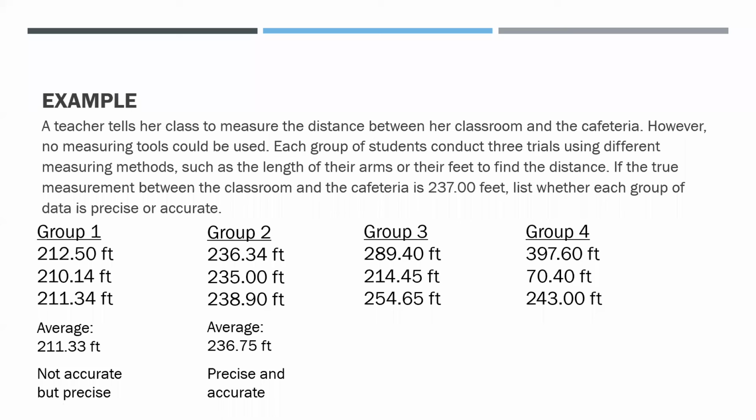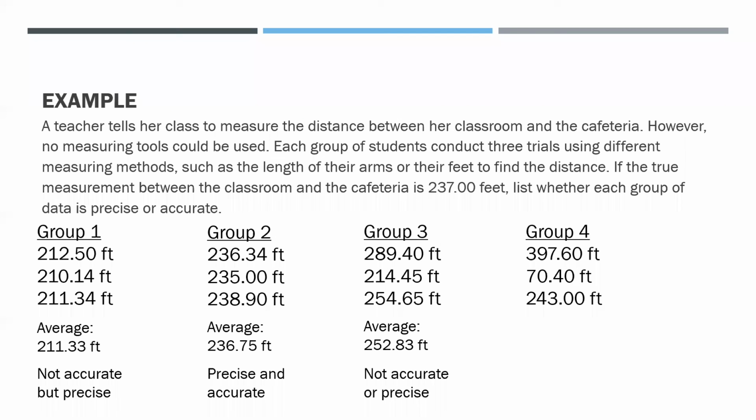When we add the numbers in group 3, we get 758.5. When we divide this number by 3, we get 252.83 feet as the average. Since this value is far off from the true measurement, it is not accurate. It is also not precise because the numbers in the dataset are not close together.